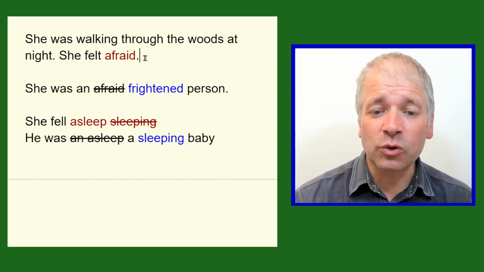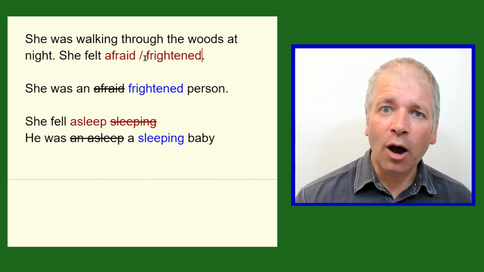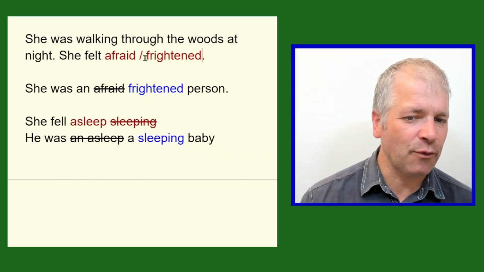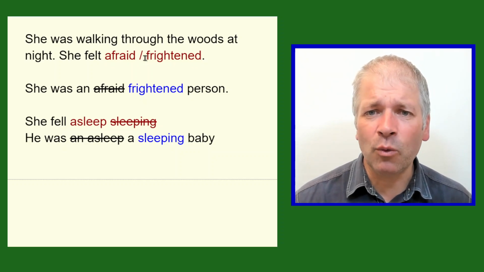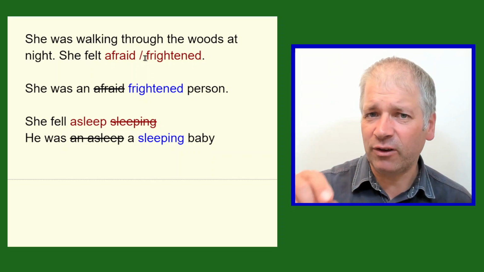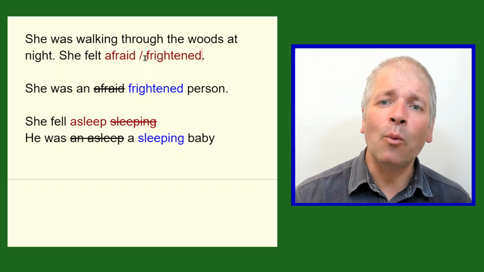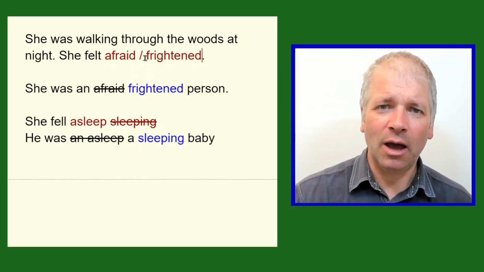Now with frightened, you could have said afraid or frightened when it came after the verb, but you can't say afraid before the noun. So just a few adjectives in English that work like that. When they come at the end of the sentence, you use an adjective with a at the start, but when you put it before the noun, then you don't use the adjective with a in front of it.